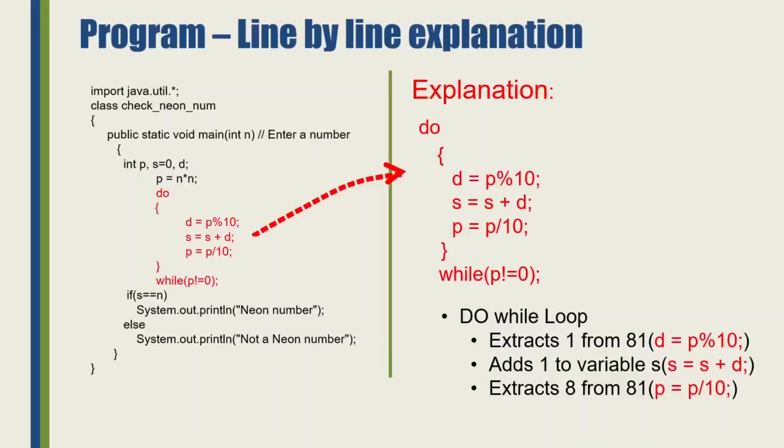Here we have the do while loop. Moving into it, in the first statement we extract 1 from 81 by using the modulus operator. In the second statement we are adding 1 to variable s, which was earlier initialized with 0. In the third statement we are removing 1 from 81 by using the division operator, and then 8 is stored in variable p. This will continue till the while condition becomes false.